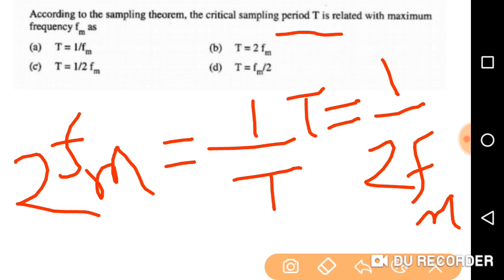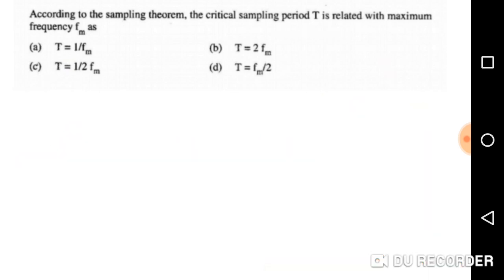Okay, so this relation matches with option number C. So option number C is the correct answer here.